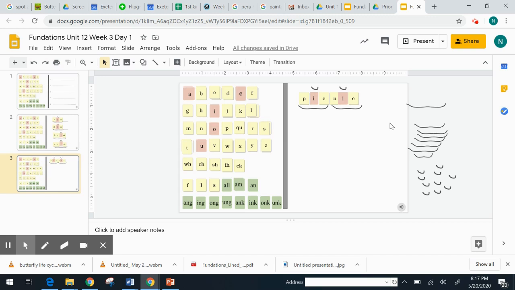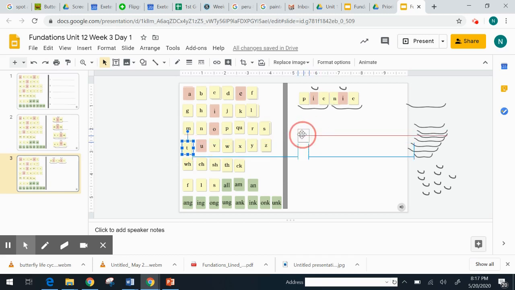Okay. And the second word that I want to go over with you is topic. Topic. The topic of our writing today is going to be butterflies. Topic. So the first syllable is top and the second syllable is ick. So we are going to need to write that together. So you're going to need your T for t.